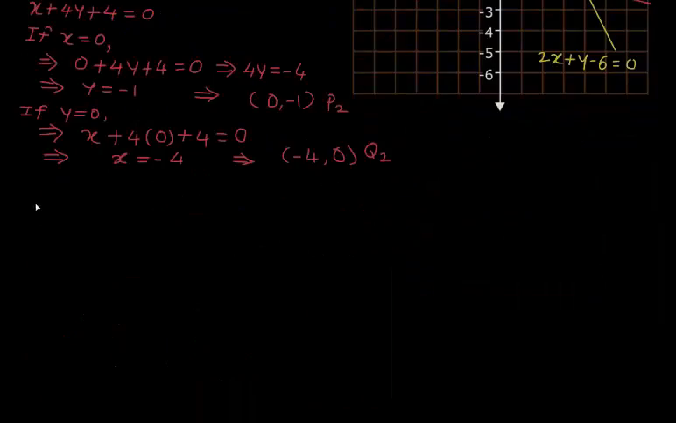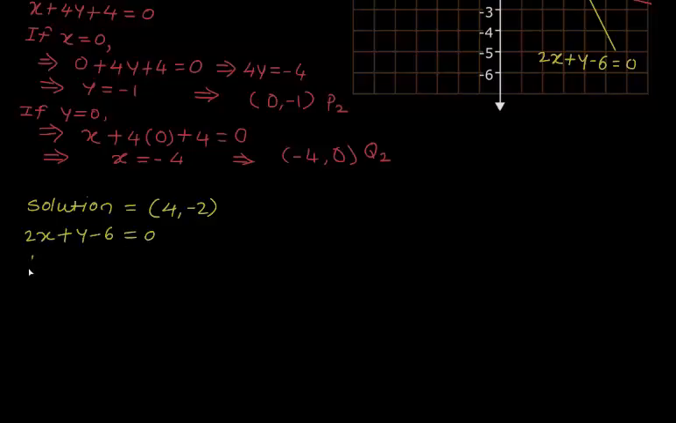So the solution to this linear equation is 4, -2. Now let's verify whether this solution satisfies the given linear equation. So the first linear equation is 2x plus y minus 6 is equal to 0. So the left hand side of this equation is 2x plus y minus 6.